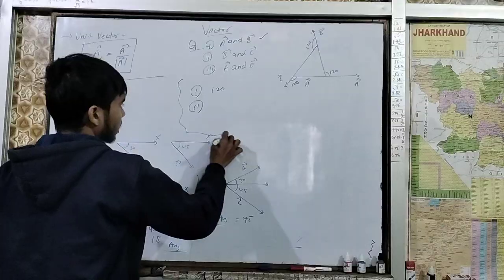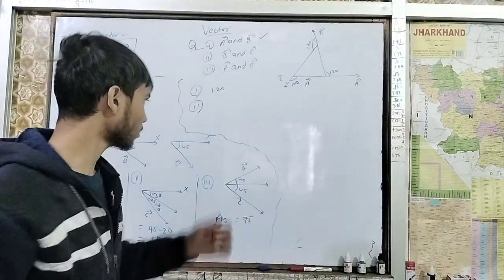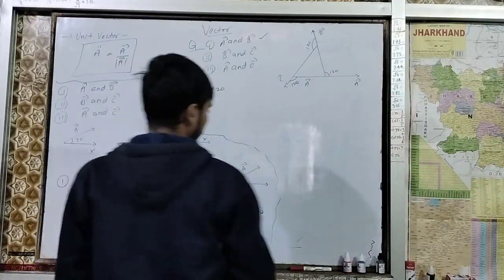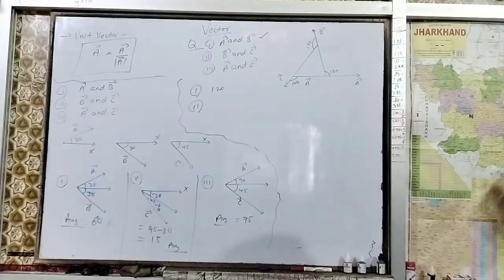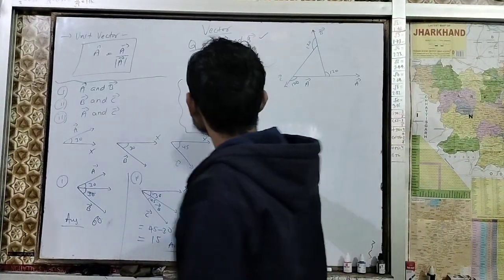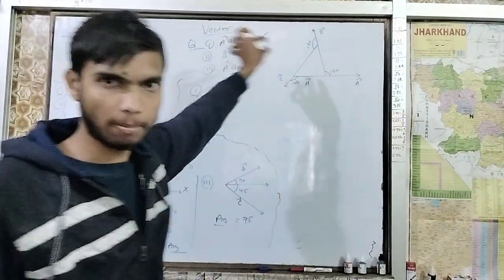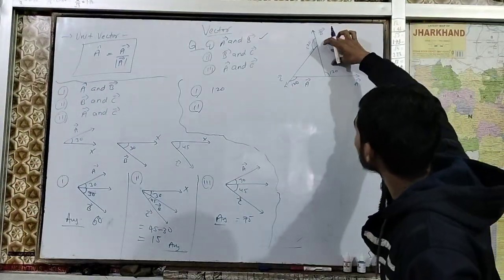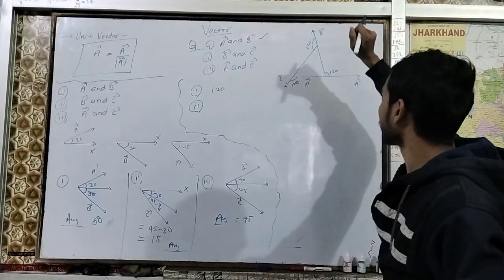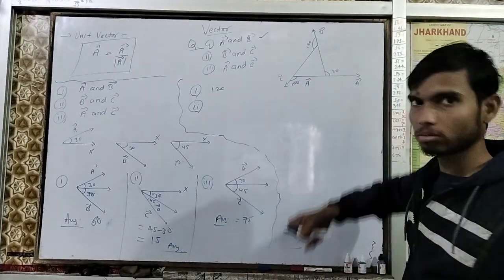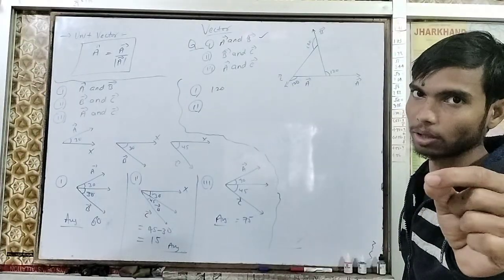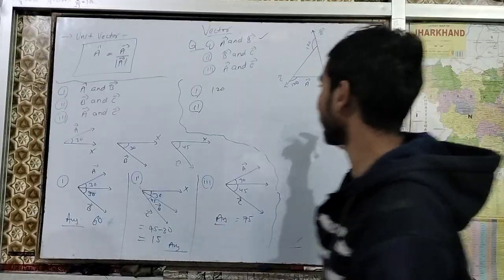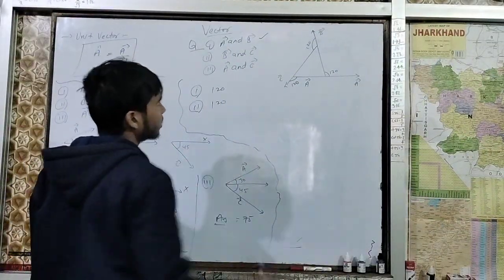Second question. Angle between B and C. So where is the B vector? This is the B vector and C vector. Here you can see this is also connected tail to tail, which is correct. The connection is correct over here. So the angle would be 120.